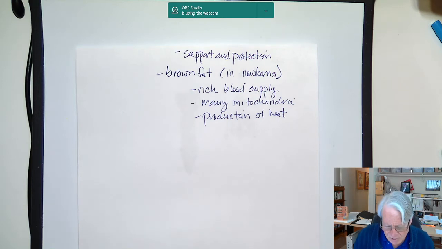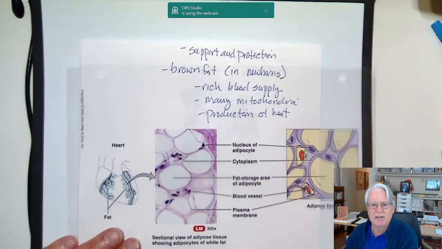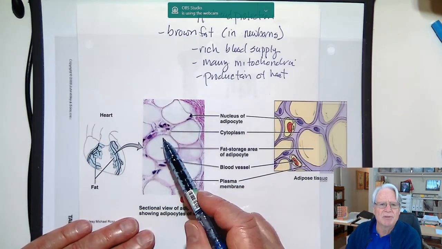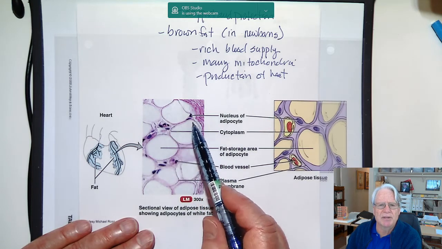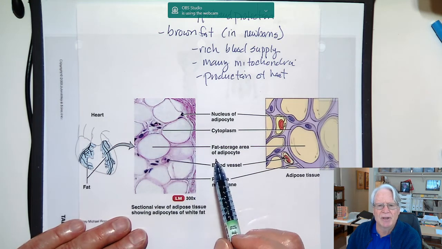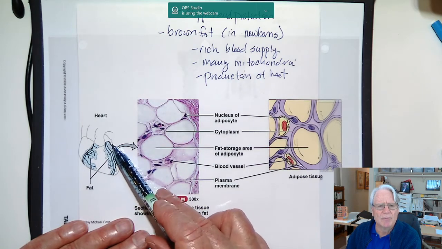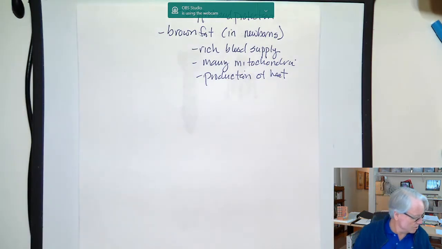Okay, so that's adipose tissue. Let's take a look at that. We've seen this, of course, in the lab. We have our adipose cells here, filled up with a great big droplet of triglycerides. This is typical for adipose tissue. In this case, they're showing us where it's located on the heart. Okay, so that's your adipose tissue.